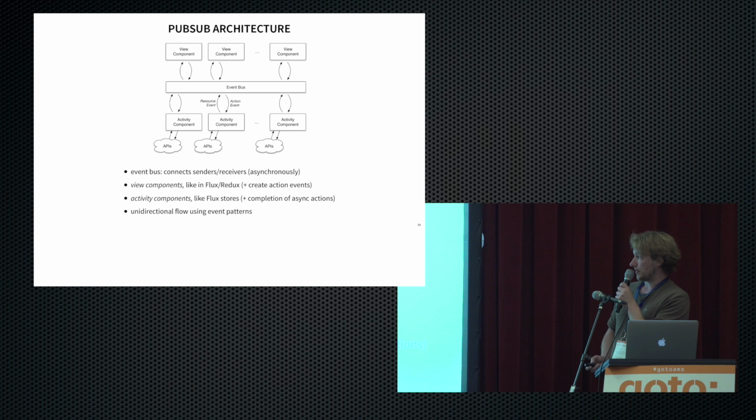And for us to realize this unidirectional data flow pattern that we've seen before, it actually looks somewhat like this. We have this event bus that I just mentioned, sitting in the middle. And then we have two kinds of components, really. The view components map very closely to the view components that you have in Flux or Redux. They're just trying to display some data. And the user is able to invoke actions when interacting with these view components.